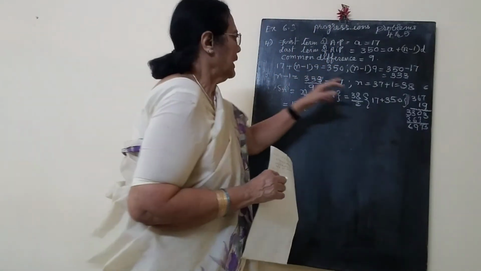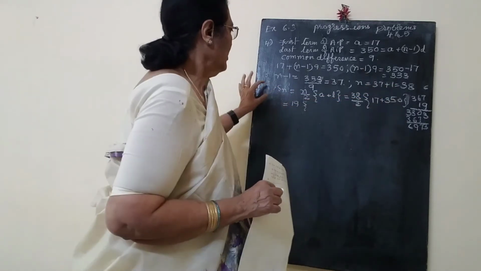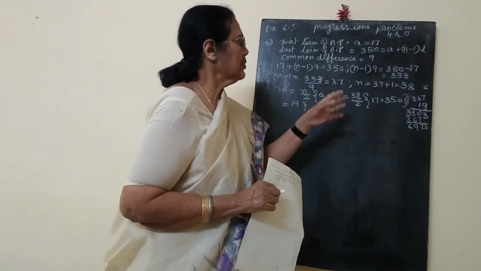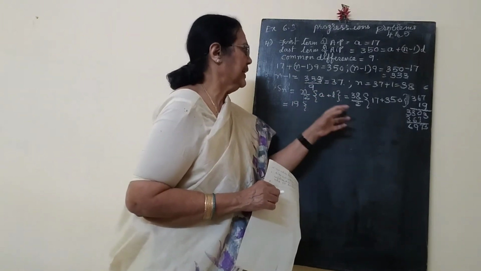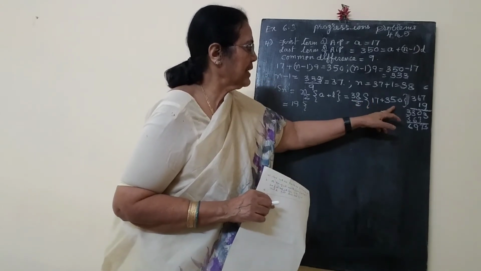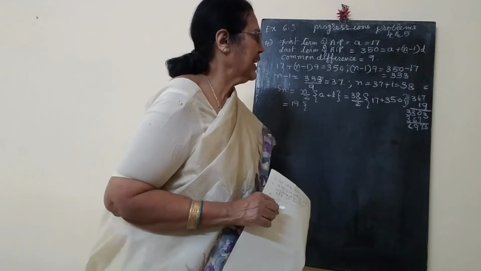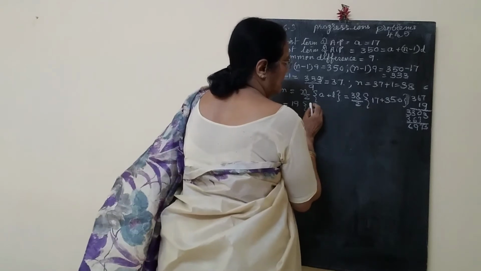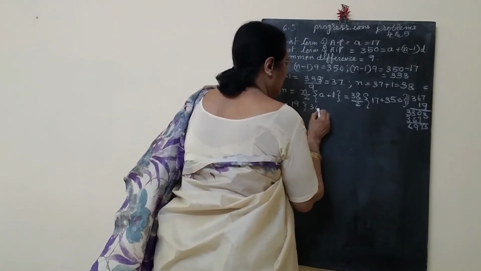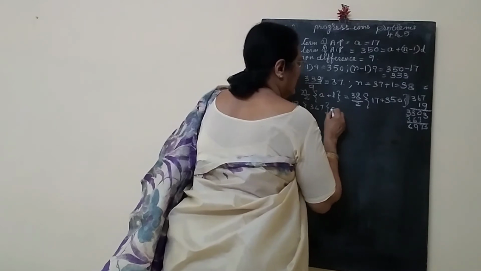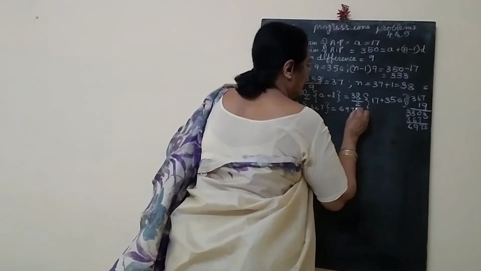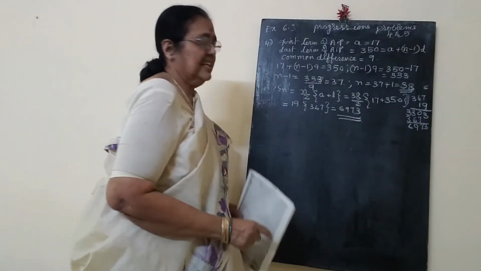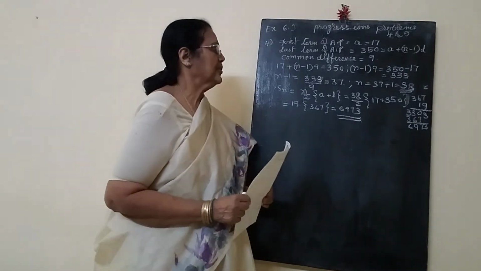Again, see, n is 38 you got now. For the Sn formula you can write n by 2 into 2A plus n minus 1 into D. Since you know the first and last terms, you can directly write A and L. So 38 by 2, 17 plus 350, 367, into 19, that is 6973. So these are the two solutions he asked, the n value and the Sn value. Do you understand? This is the fourth problem solution.